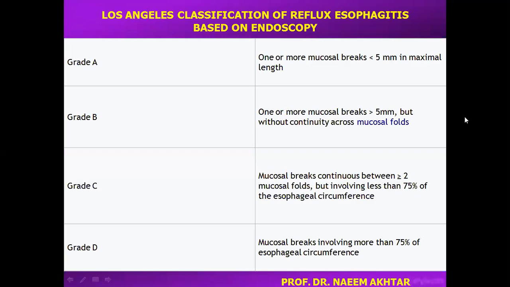Los Angeles classification of reflux esophagitis based on endoscopy. The reflux esophagitis can be graded from A to D. A is the type in which there are one or more mucosal breaks less than 5 millimeters in maximum length. In grade B, we have one or more mucosal breaks more than 5 millimeters but without continuity across the mucosal folds. In grade C, we have mucosal breaks continuous between two mucosal folds but involving less than 75% of the esophageal circumference. And in grade D reflux esophagitis, we have mucosal breaks involving more than 75% of the esophageal circumference.